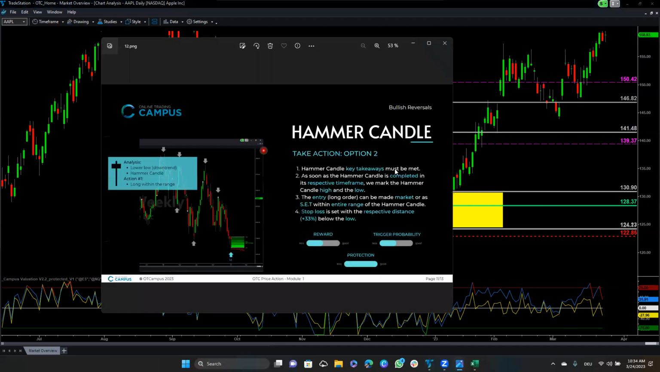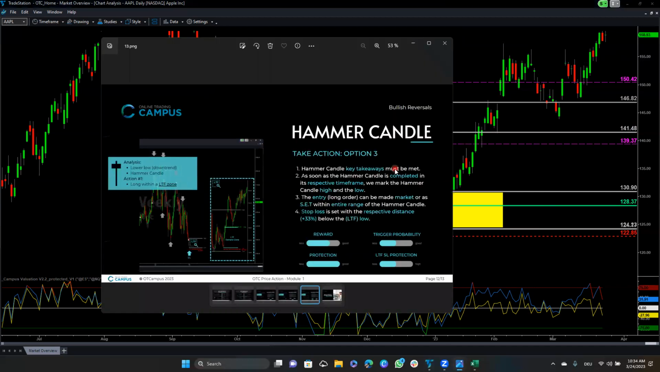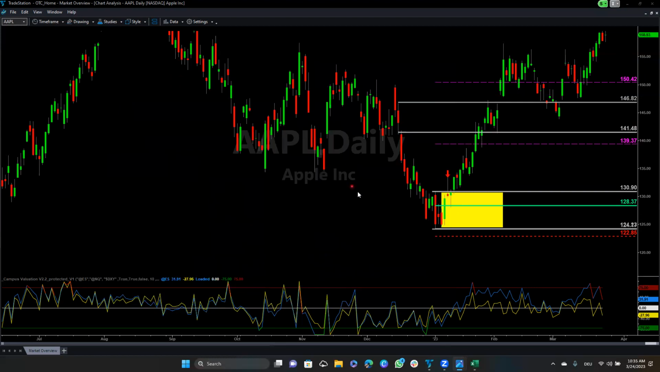I hope also clear. And now option number 3. And what is option number 3? It is the entry. That's important here. The order can be made market or, as I said, within the entire range of the hammer candle, but here on the lower time frame, right? This is the part we want to talk about, the lower time frame. And here, let's go. That will be nice.